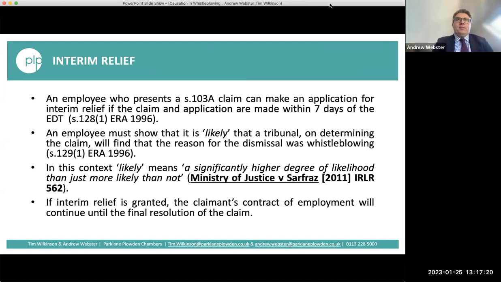Anyway, that's not directly germane here, but the interim relief application, which one can make in the union context, can also be made under a different provision of the Employment Rights Act in a whistleblowing case. They're not a very common application, certainly in my experience. So I thought it was worth mentioning it. And effectively, what you're looking for is a case in which a claimant has a very strong argument that the principal reason or sole reason for dismissal is that they've made a disclosure.